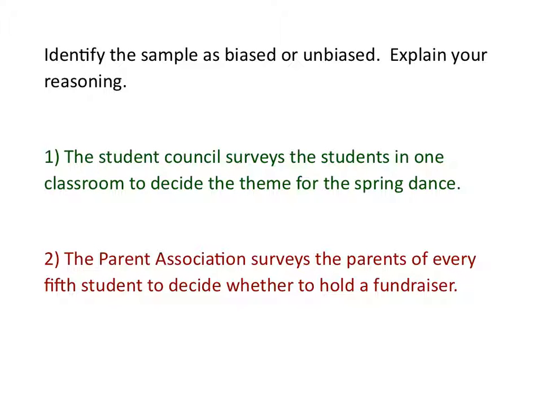Let's look at the second example. Identify the sample as biased or unbiased. Explain your reasoning. Number 1. The student council surveys the students in one classroom to decide the theme for the spring dance.